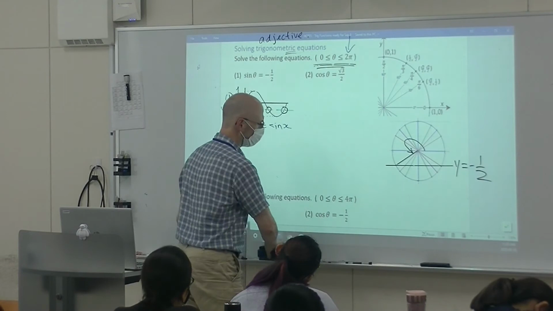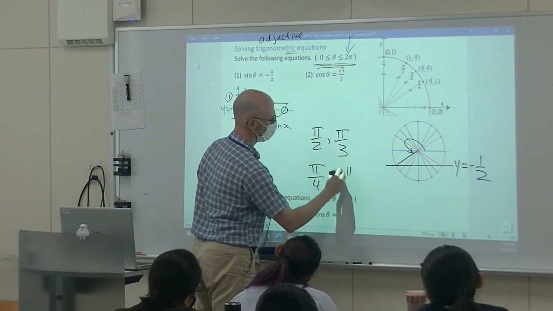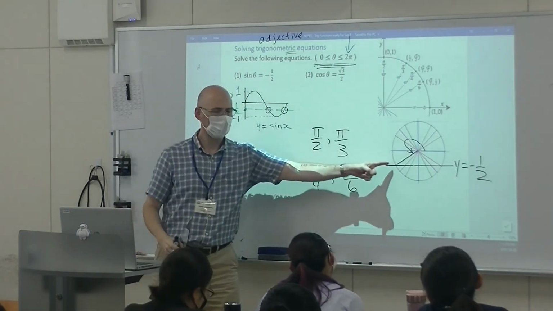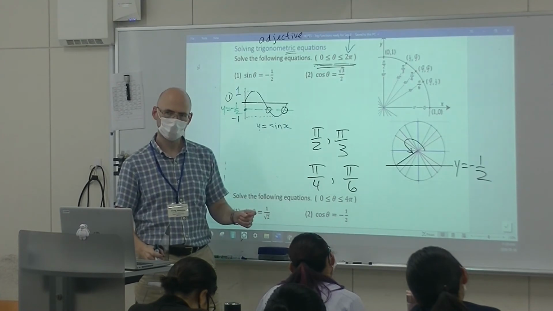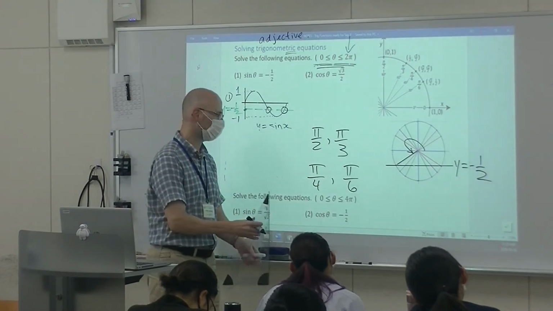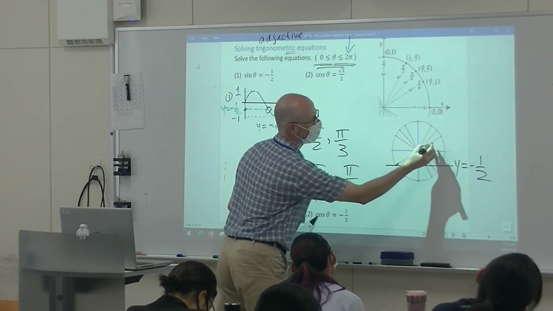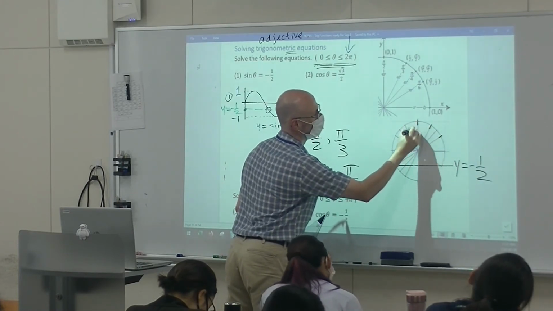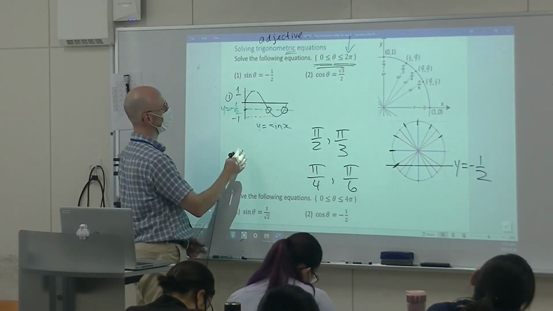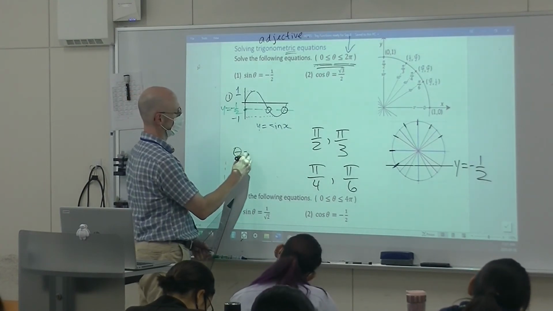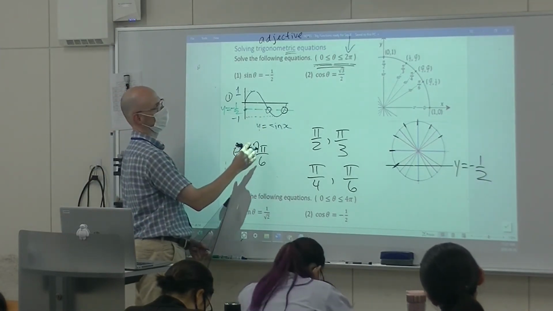Let's see. Which family is that angle in? Which family, everyone? 1, 2, 3. It's in the pi over 6 family, yes. How many pi over 6 is that? Well, let's count them. Ready? 1, 2, 3, 4, 5, 6, 7. Okay? So that tells us that theta equals 7 pi over 6 is one of our answers. That will be the first answer right here.